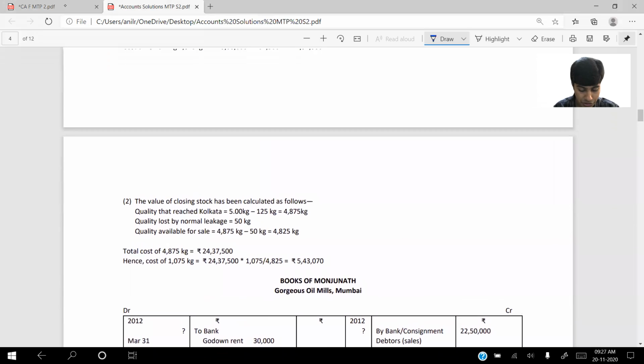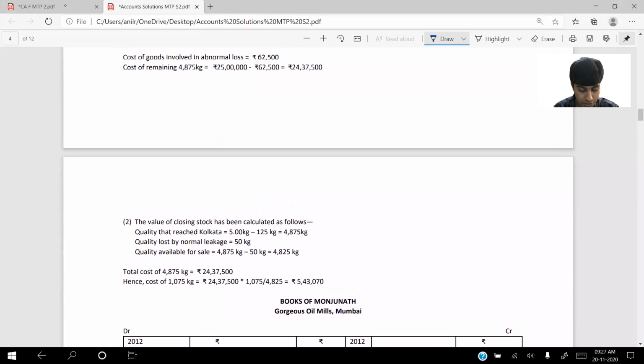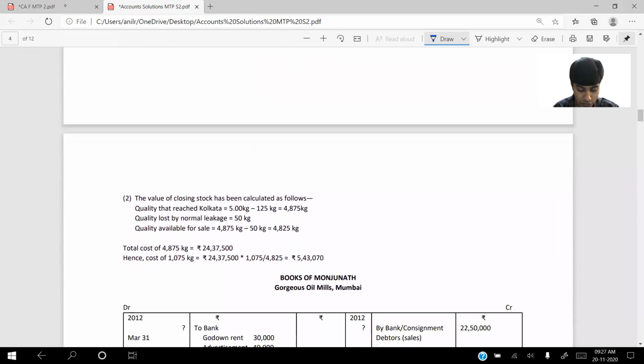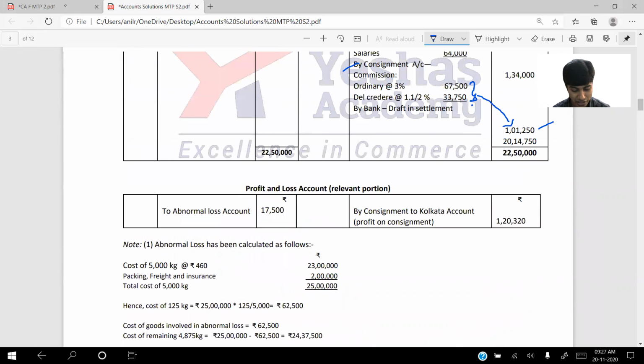Closing stock computation. 5,000 kgs, out of which 125 is lost, 4,875, and 50 leakage, 4,825 quantity available for sale. This is the computation. Basically, we need to take the purchase price and the non-selling expenses incurred by the consignor, add them, divide by the total stock value, and then multiply by the closing stock value. We'll arrive at it that way.